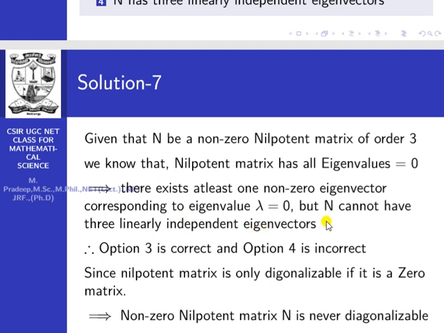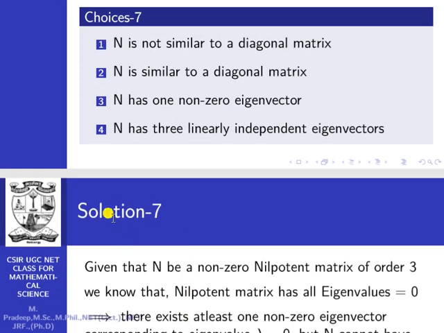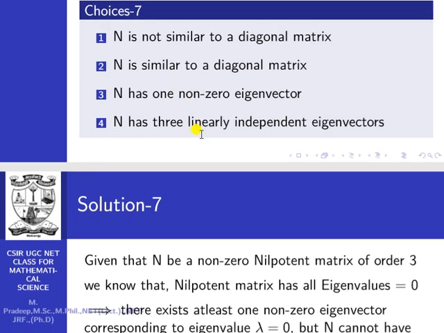All the eigenvalues here are 0, since the order is 3, all three are 0. So for the 0 eigenvalue we get a non-zero eigenvector. But N cannot have 3 linearly independent eigenvectors. So what is the conclusion? N has one non-zero eigenvector is right, but N has 3 linearly independent eigenvectors is wrong. So option 3 is correct, option 4 is incorrect.